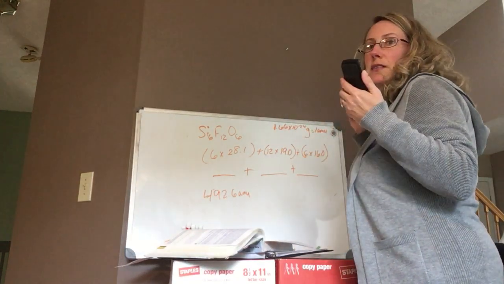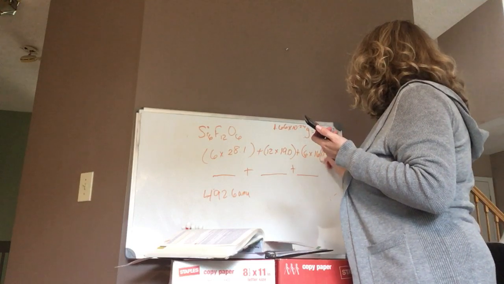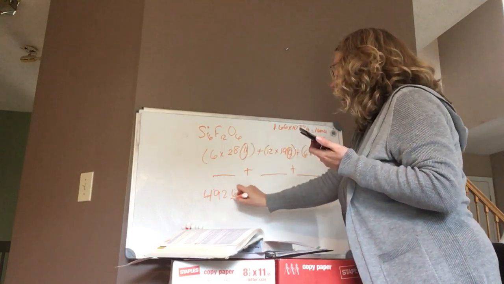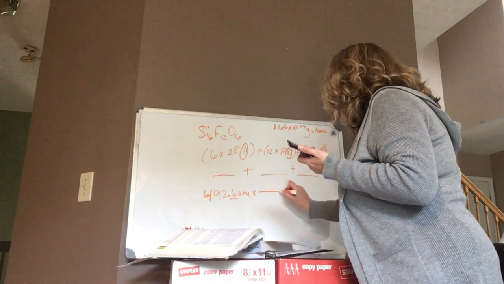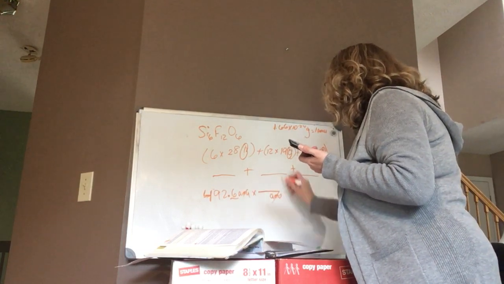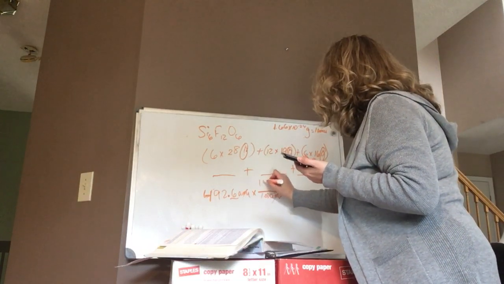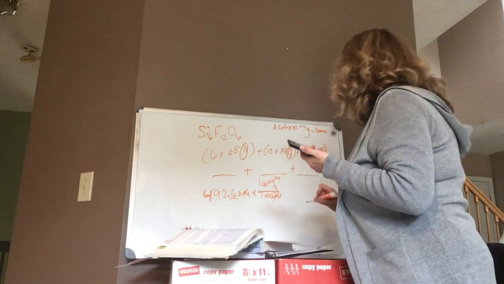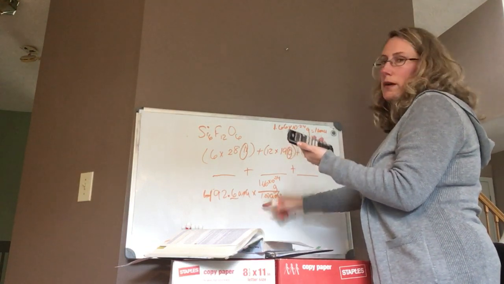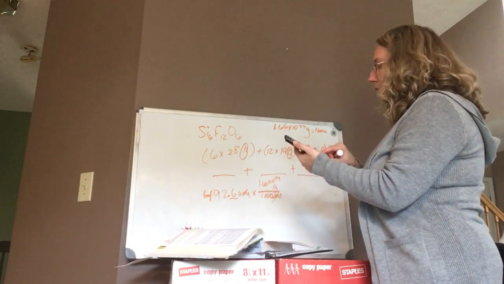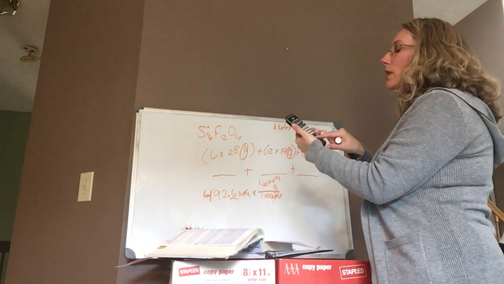But that's not the answer, because they said, what is it in grams? So now I have to take my 492.6. Again, I'm adding them together, and they're all going to be rounded to the least significant place, which is the tenths place. So 492.6 AMUs. I'm going to multiply it so that my AMUs are on the bottom so they can cancel out. My grams are on the top because that's what I want to go to. So in one AMU, there are 1.66 times 10 to the negative 24th grams. So I need to put 492.6, divided by 1, which doesn't change it, times 1.66 EE negative 24.